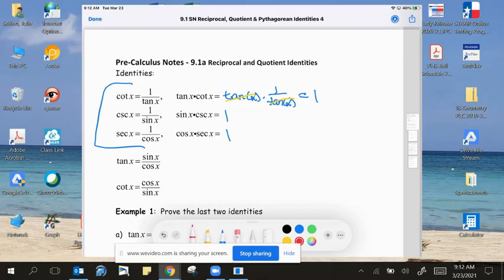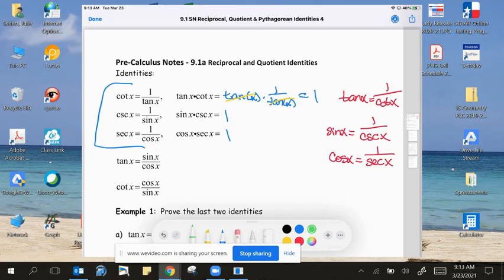Okay, and remember those reciprocals work the other direction as well. Tangent of x is equal to 1 over cotangent x. And sine of x is equal to 1 over cosecant x. And cosine x would be equal to 1 over secant x. Those reciprocals work in either direction.